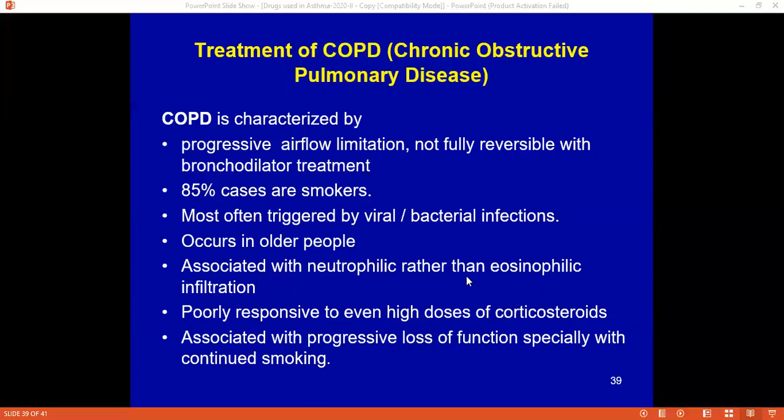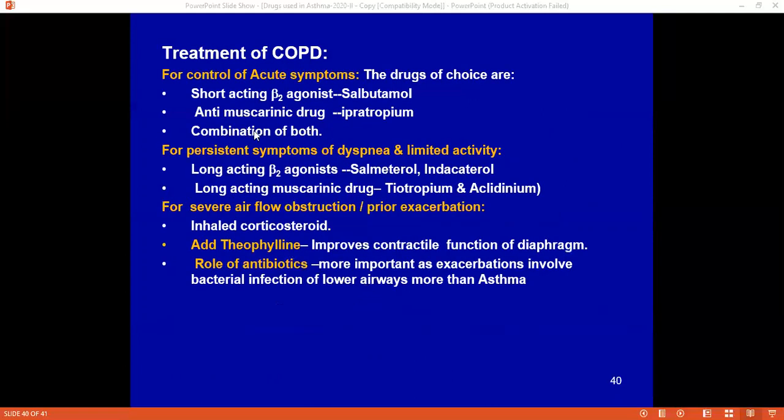See, there is no eosinophilic infiltration. This is not an allergic reaction. This may be an exacerbation with acute infection, poorly responsive even to high doses of corticosteroids. High-dose corticosteroids never respond that much. So how do we treat?